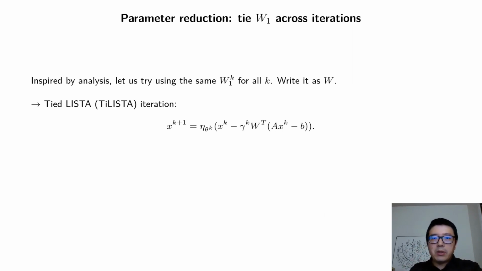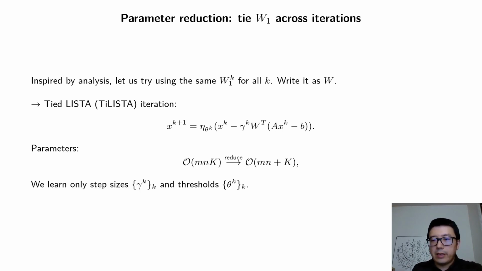And you're going to learn that one W, but you're also going to need to learn the step size and thresholding parameters, which still depend on the iteration. This has a huge reduction in the number of parameters to learn, from M times N times the number of layers of the neural network, to M times N, which is the size of W, plus K, which is the size of these scalar series.